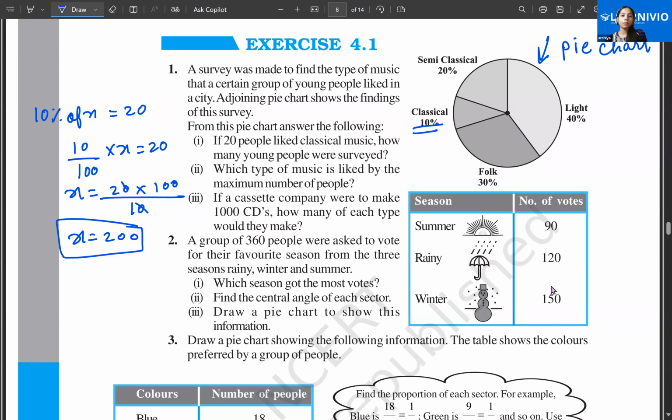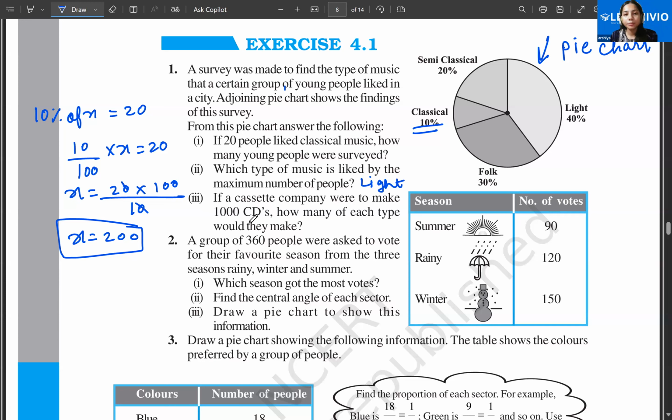Done, ma'am. All right, next part of the question. Which type of music is liked by the maximum number of people? Light.